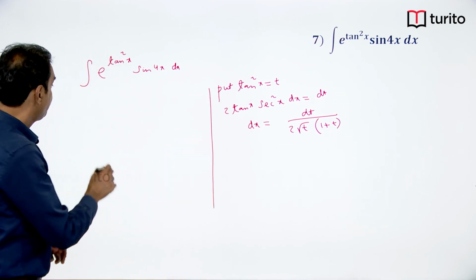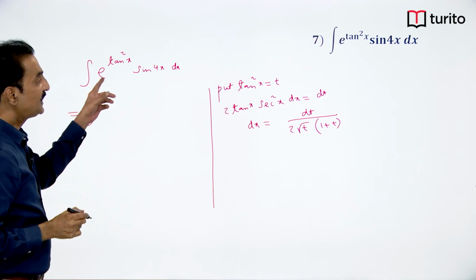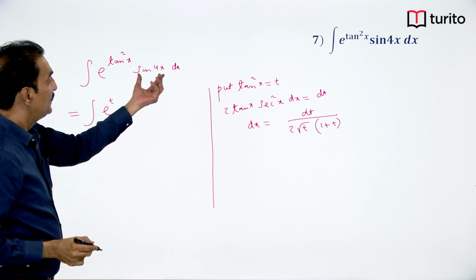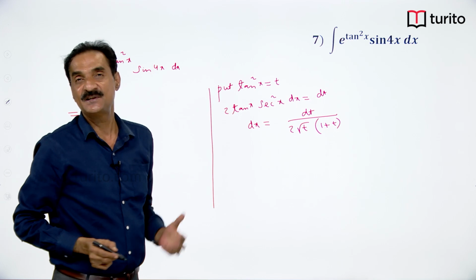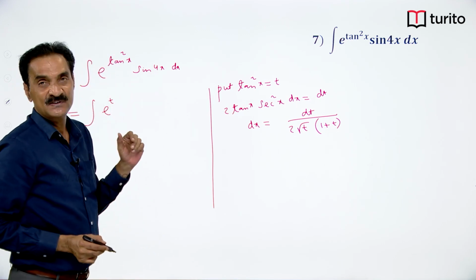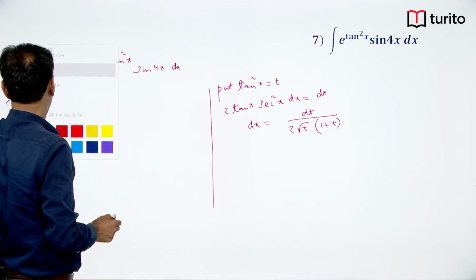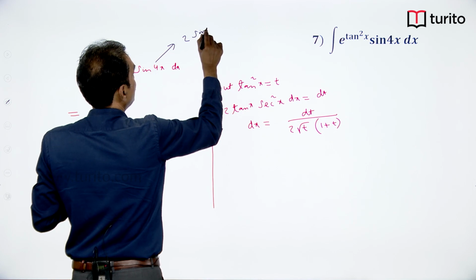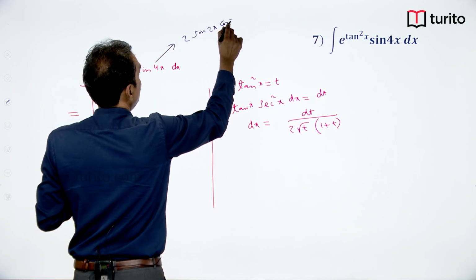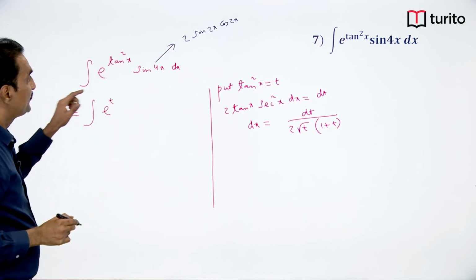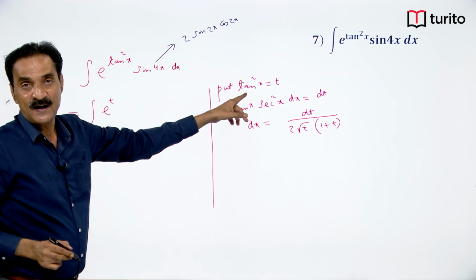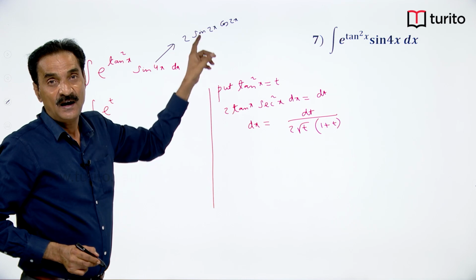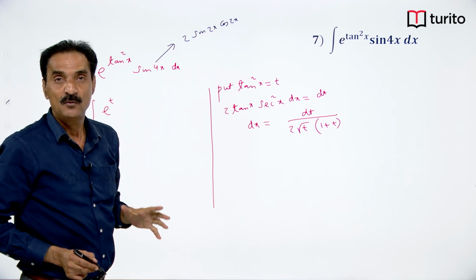Okay. Now this integral will be integral e power t into sin 4x. How to write sin 4x in terms of t? Sin 4x is 2 sin 2x into cos 2x. Now what is sin 2x in terms of tan square x? Sin 2x is 2 tan x by 1 plus tan square x, and cos 2x is 1 minus tan square x by 1 plus tan square x.